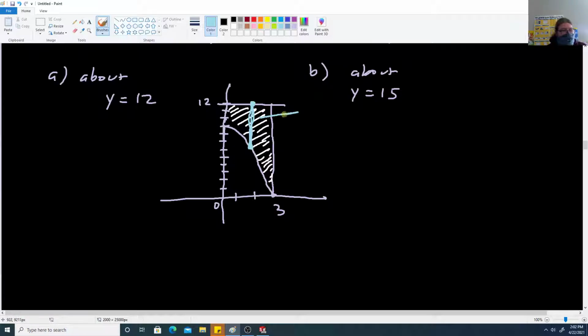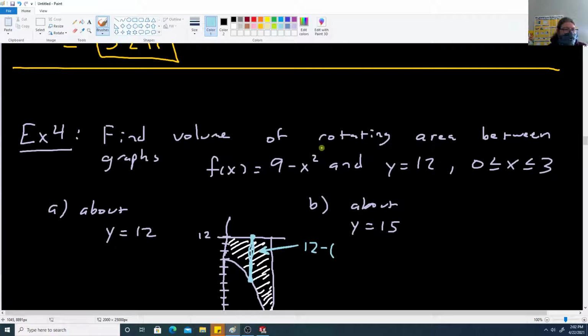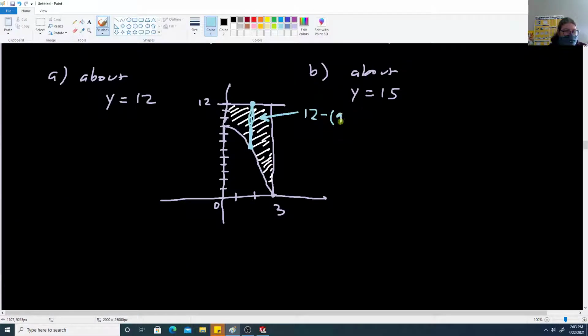So if we want the length of that, it would be the upper value 12 minus the function curve down here, which is 9 minus x squared. That will give me the distance between these two curves. So when I go to do the integral, we're dealing with 0 to 3. This would be pi times that radius, which would be 12 minus 9 minus x squared, dx. And then we'll just have to calculate that out.